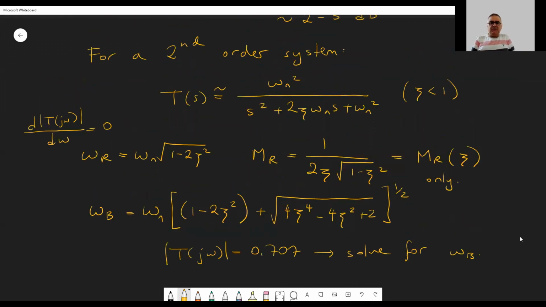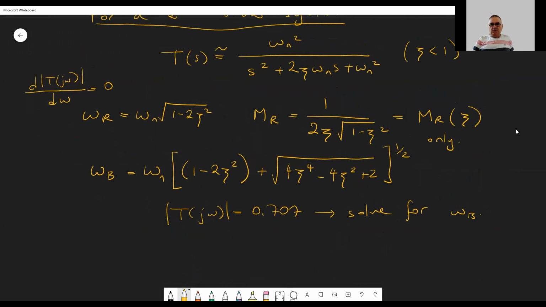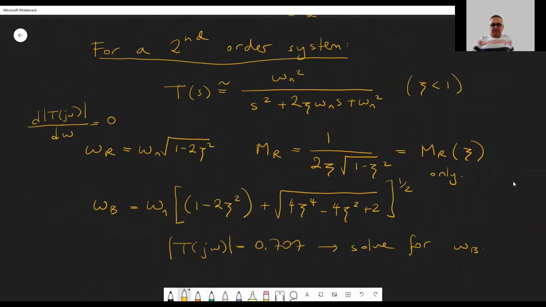These are for second order systems. For other systems, this is not true, but they are representative. That is, they show a guideline for you. If you can represent your system approximately by a second order system, you can use these things. Okay. Are there any questions here?